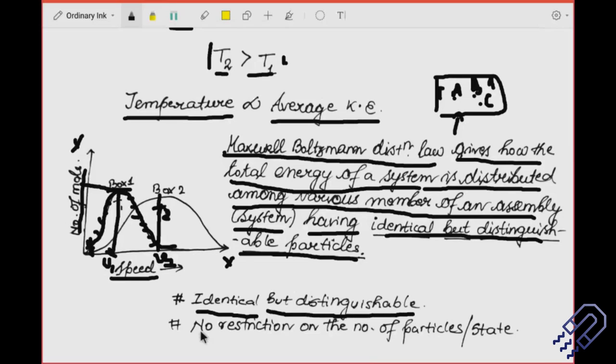And of course, we don't have any restriction on the number of particles or states. This removal of restriction actually gives us a better result, because if you are going to find an average from a large number of observations, you are actually closer to a more realistic value. If you take 3 or 4 observations and find an average, it might not be very close to a realistic value.